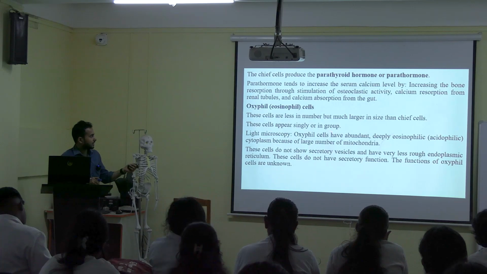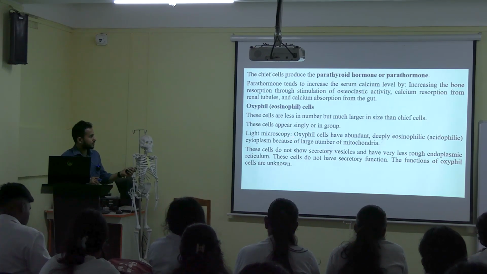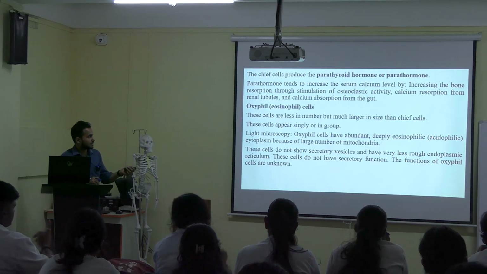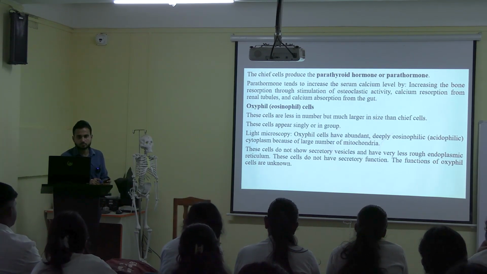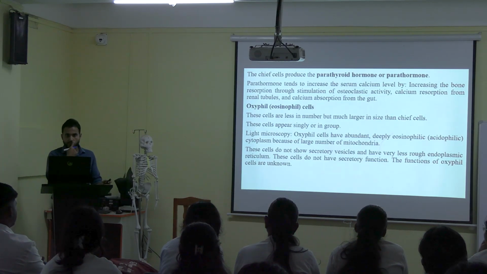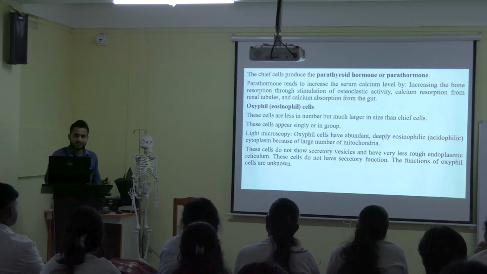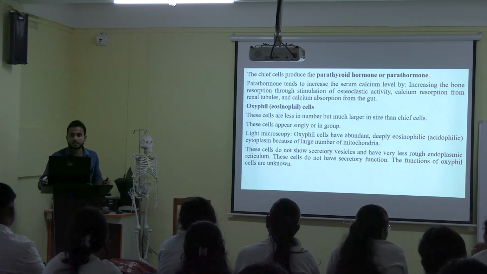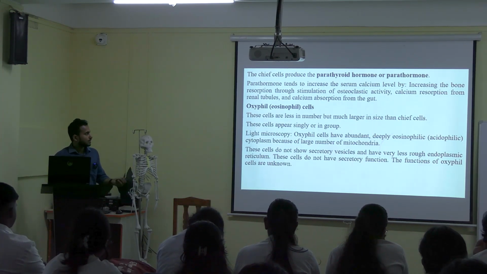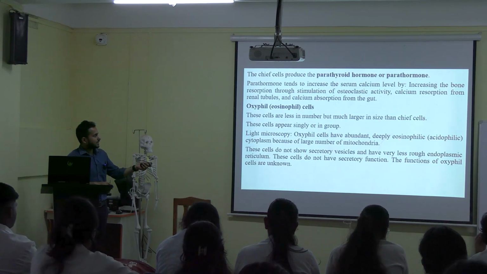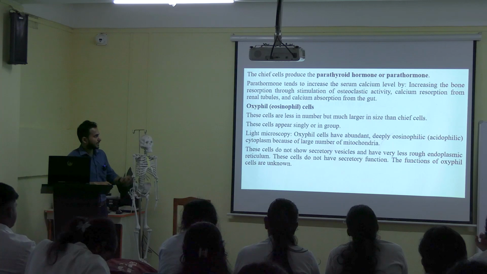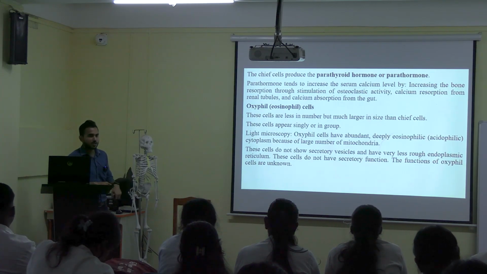They appear either single or in groups. Under a light microscope, these cells have abundant deeply eosinophilic or acidophilic cytoplasm. What is the meaning of acidophilic cytoplasm? It means that under H&E stain, these cells will appear pink in color. Oxyphil cells have deeply eosinophilic or acidophilic cytoplasm because of the large number of mitochondria, so that is the appearance by which you can identify them.